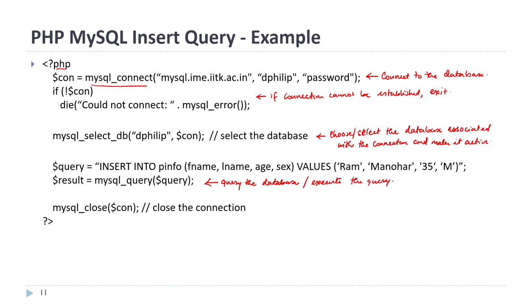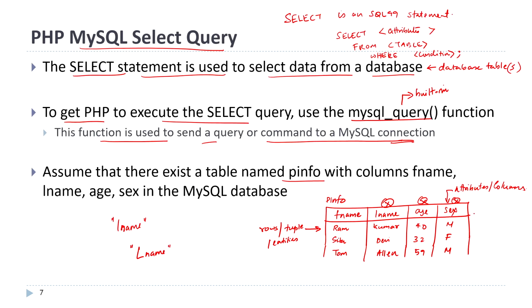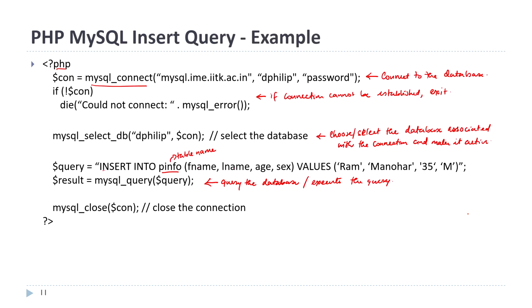We know that there is a table called pinfo, already there, and you want to insert some values. So, your query is insert into pinfo, where pinfo is the table name, and these are fname, lname, age and sex. These are the 4 attributes, and we are saying insert the value Ram for fname, Manohar for lname, 35 for age, male for sex. That is what this whole thing is, and it says result MySQL query.